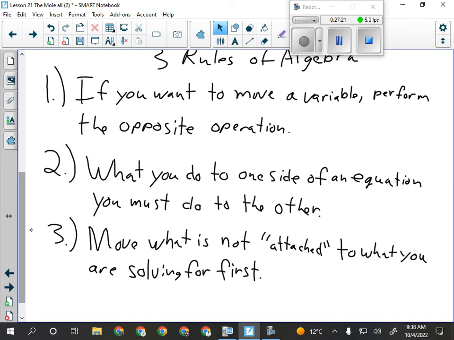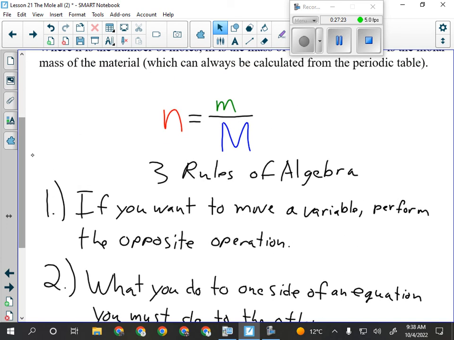Okay, so looking at this formula, I only need the first 2 rules for this formula. Okay, I'm trying to solve for m, little m. Nothing is attached to little m. There's nothing here beside it. Okay, so I don't need the third rule. To get it by itself, I need to move big M. Okay, first rule says that if I want to move something, I perform the opposite operation.